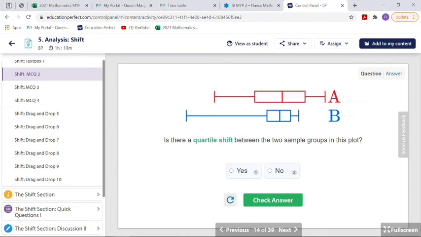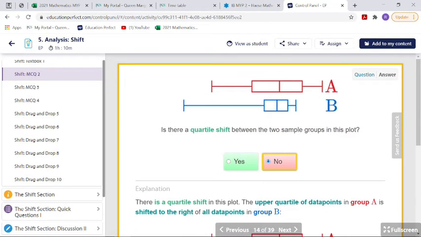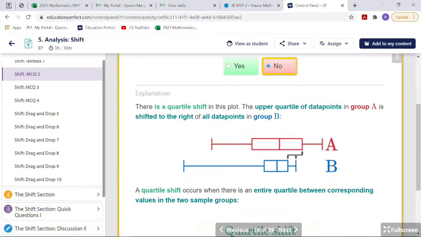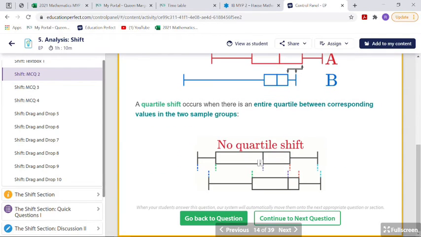All right. Is there a quartile shift between these two sample groups in this population? Here's the first quartile. It's bigger than the first quartile there. But that's only 1 to 1. Is 1 to 1 good enough? There's a quartile shift between these. The upper quartile of the data points in this group is shifted to the right of all the data points there. You see that? So yes, there is. So don't just look at the bottoms, look at the tops as well. Okay?